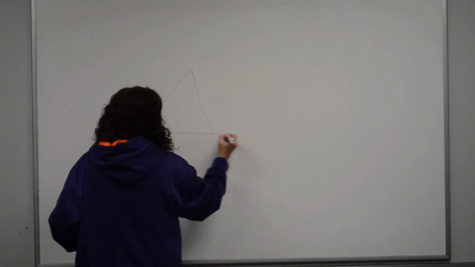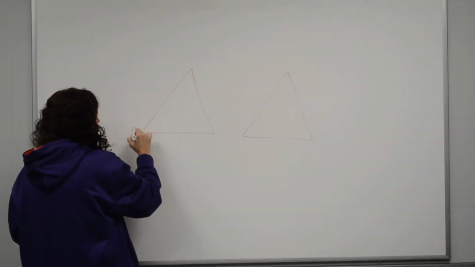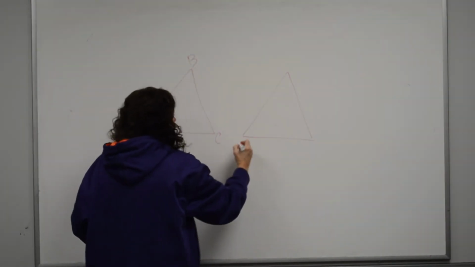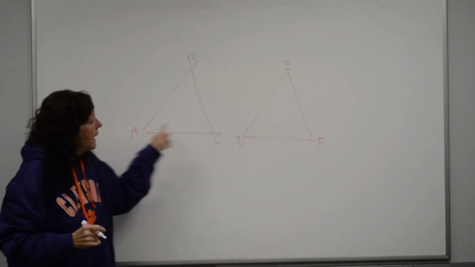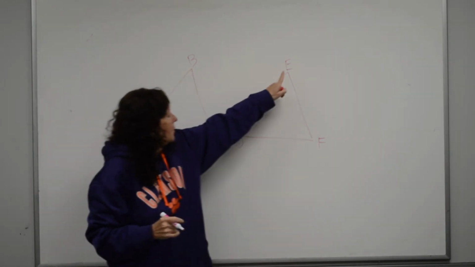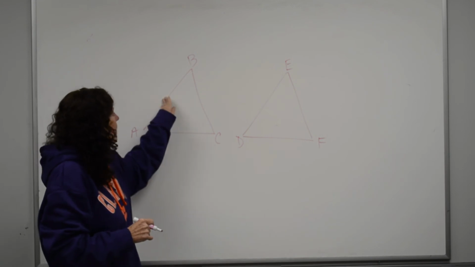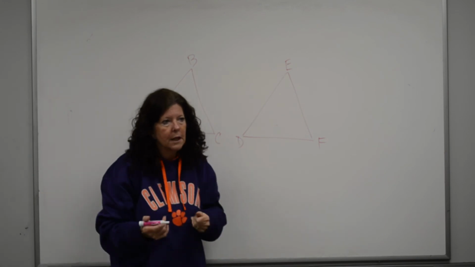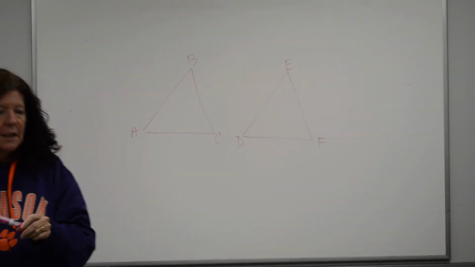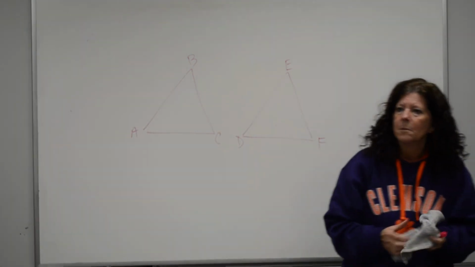Now, if I have congruent triangles, which we've already talked about, it means everything on this is congruent to this. So angle A is congruent to angle D, angle B is congruent to angle E, angle C is congruent to angle F, and AB is equal to DE and so forth. Congruency. Similar is different. Similar says they have the same shape, but not necessarily the same size.